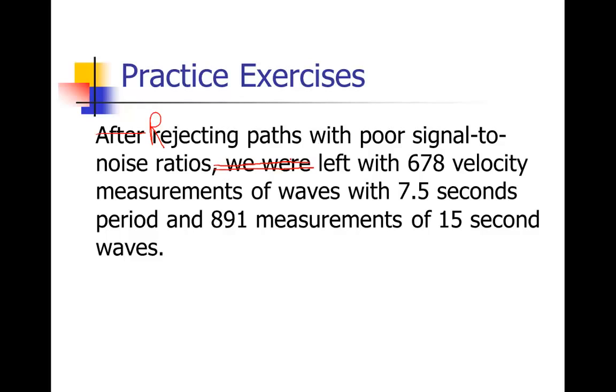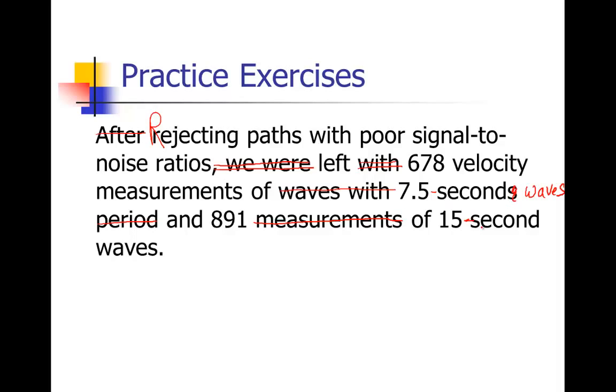The fact that you rejected them left a certain number of measurements. Left 678 velocity measurements of, and then we've got a lot of waves in here. We probably don't need 2 waves. Left 678 velocity measurements of 7.5 second waves and 891 15-second waves. So notice there's a lot of little words we can drop.